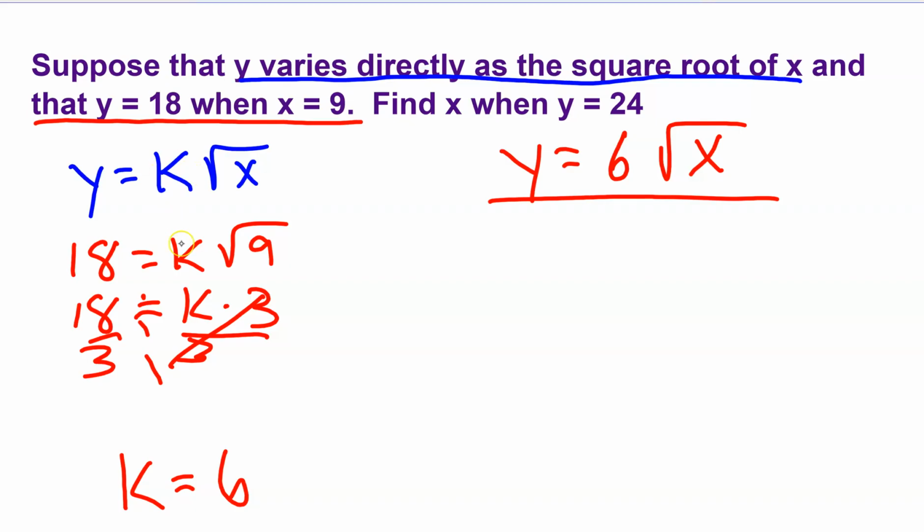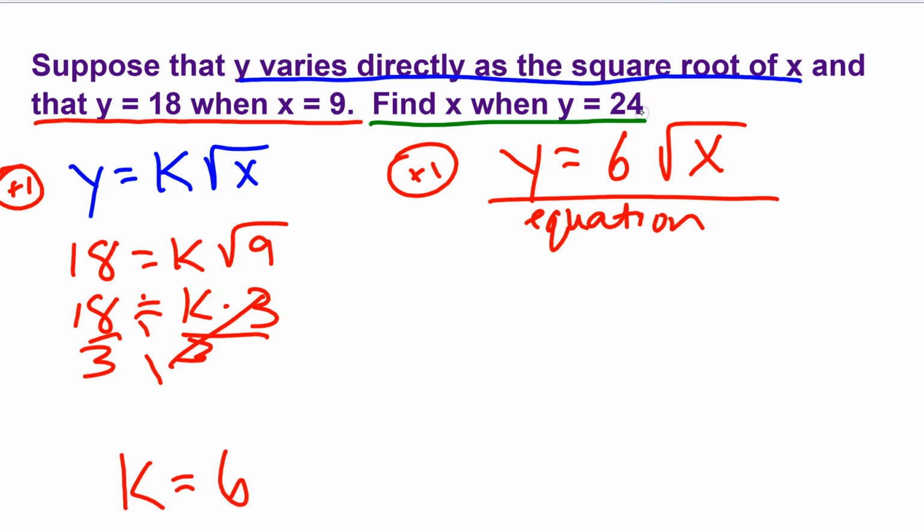So basically I kind of found the slope, if you think of it that way, finding the m in a sense. And this is my equation. That's going to be worth a point right there. This is going to be worth a point on a test. And now I'm going to answer the question. Find x when y equals 24, if all this varies directly like this. So find x when y equals 24.